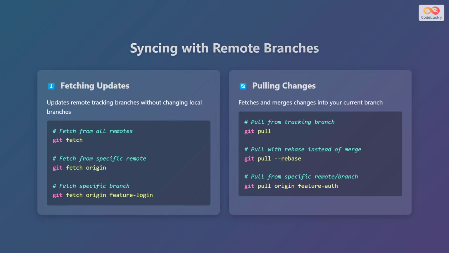Now let's discuss pulling changes. Pulling fetches and merges changes into your current branch. If you have a tracking branch set up, then you can use git pull to pull from the tracking branch. To pull with rebase instead of merge, use git pull --rebase. To pull from a specific remote and branch, use git pull origin feature-auth. Understanding these commands is crucial for keeping your local repository in sync with remote changes.